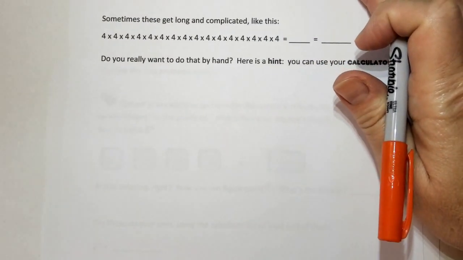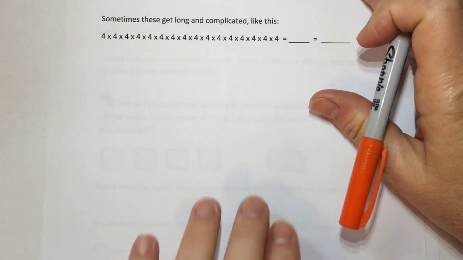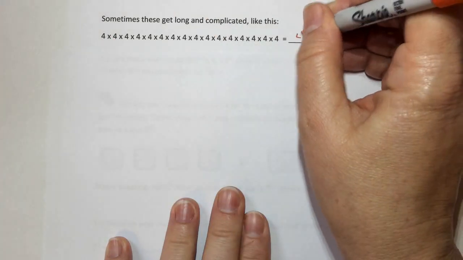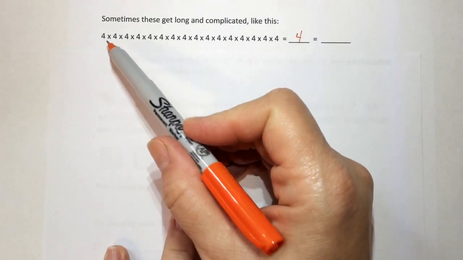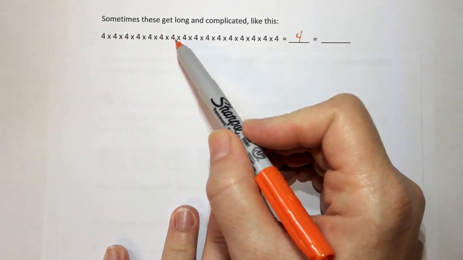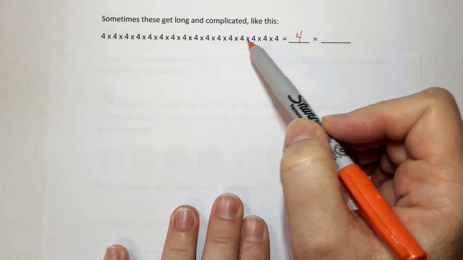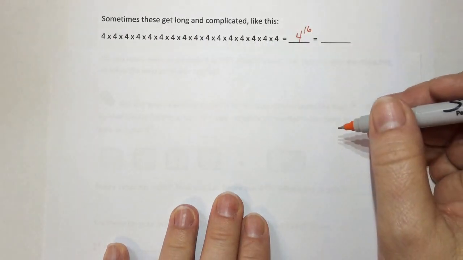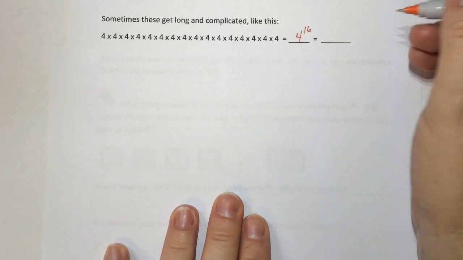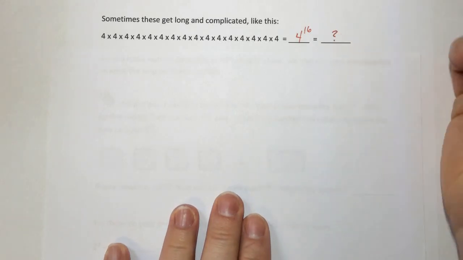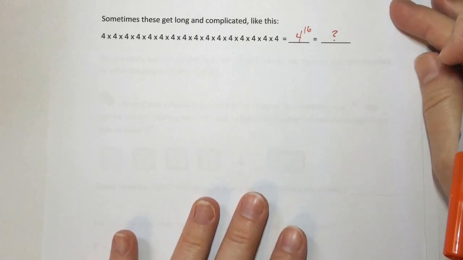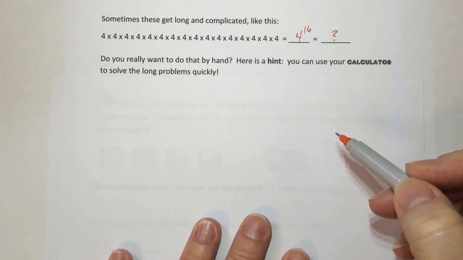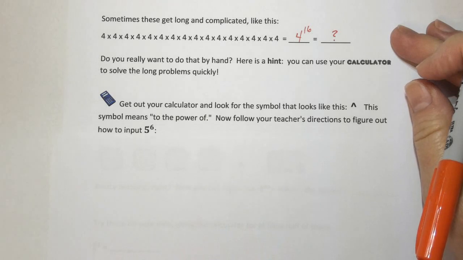Sometimes these can get long and complicated. Here's an example of one that I'm not sure I want to do by hand, but it can be computed. 4 is the base. And how many times is it being multiplied by itself? 1, 2, 3, 4, 5, 6, 7, 8, 9, 10, 11, 12, 13, 14, 15, 16. 4 to the power of 16. Honestly, it's not something I think I want to work out by hand. However, pre-calculator days, we would have done that, right? So I'm not sure what the answer is. Let's hope that there's a shortcut. And there is. Hint, you can use your calculator to solve the long problems quickly. So get out your calculator.